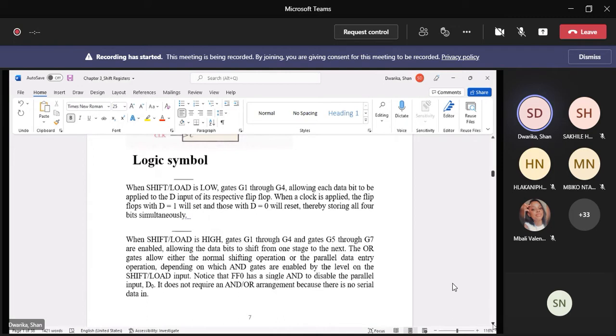When shift load is high, gates G1 through G4 are disabled and gates G5 to G7 are enabled, allowing data bits to shift from one stage to the next. The OR gates allow either the normal shifting operation or the parallel data entry operation, depending on which AND gates are enabled by the level on the shift load input. Notice that flip-flop 0 has a single AND to disable the parallel input D0. It does not require an AND-OR arrangement because there is no serial data in.